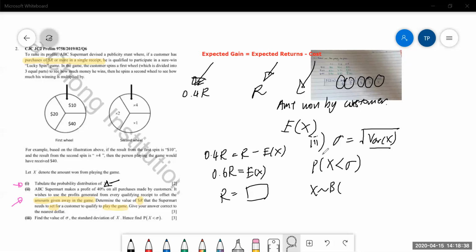Probability of X less than... Oh no, sorry, my bad. Cannot use binom because they never tell you that, and there's only one number of trial. What's the answer? Probability of X equals what?